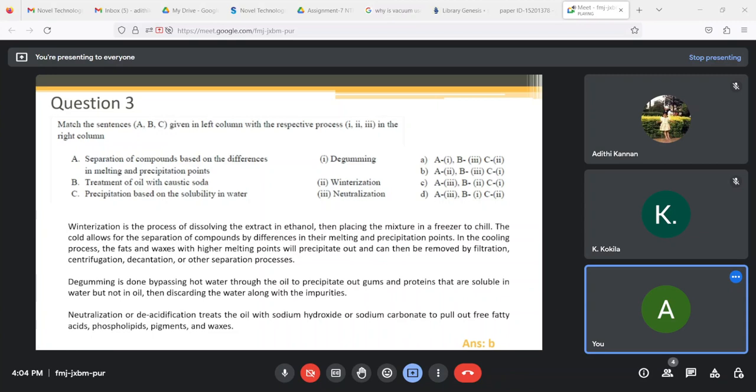Basically, these are the three processes, and the corresponding principle behind each process is given in column 1.